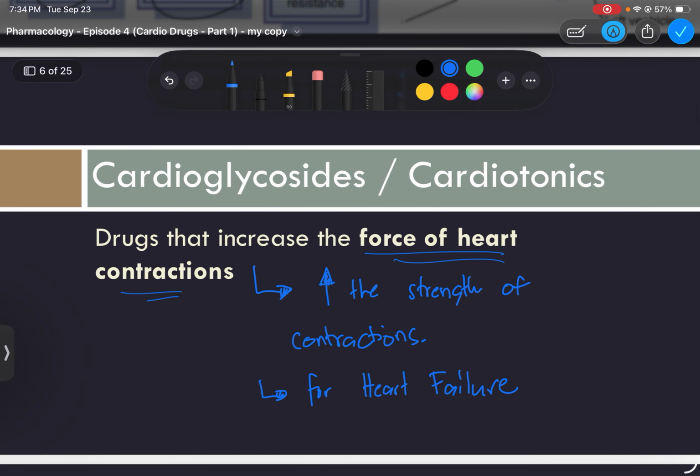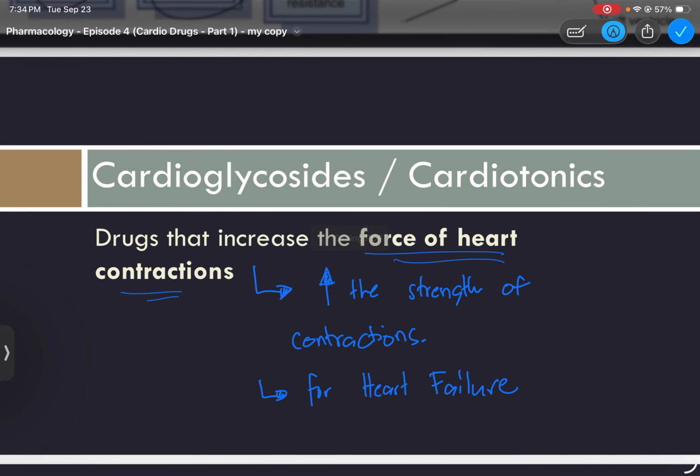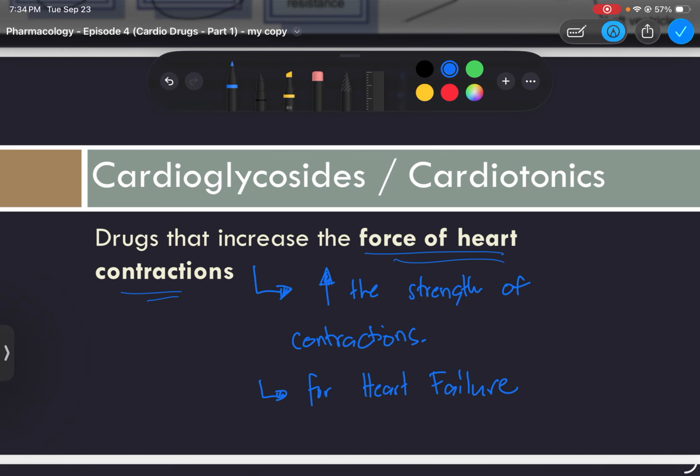Now, our first drugs for today are the cardiac glycosides. Cardiac glycosides or cardiotonics are drugs that increase the force of heart contractions. They will increase the strength of contractions. Usually, these are drugs that are made for heart failure. Now, this is very difficult to discuss.